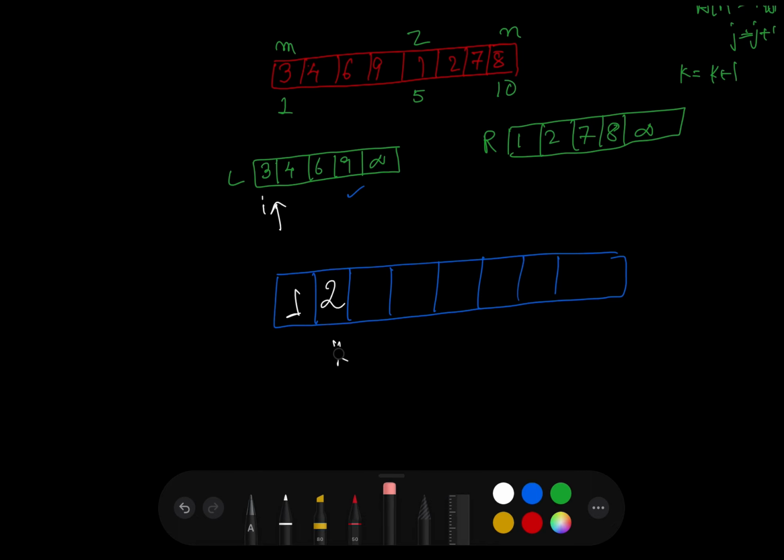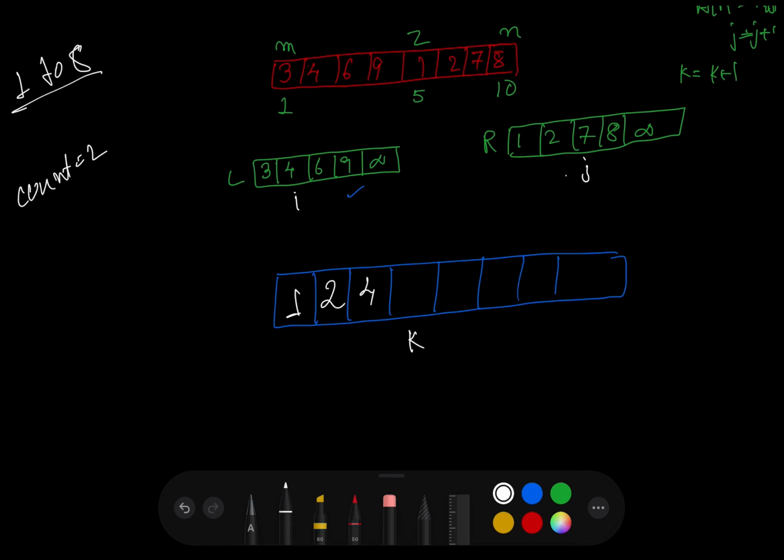Now J and K get incremented. J gets this part, and K gets this part. Till now, let's put a counter, count equal to 2, and as I said, this will run from 1 to 8. Okay. Now here 4 is compared to 7. Now 4 is smaller, so 4 comes down to here, and now K and I get incremented. I gets here, and K gets here.